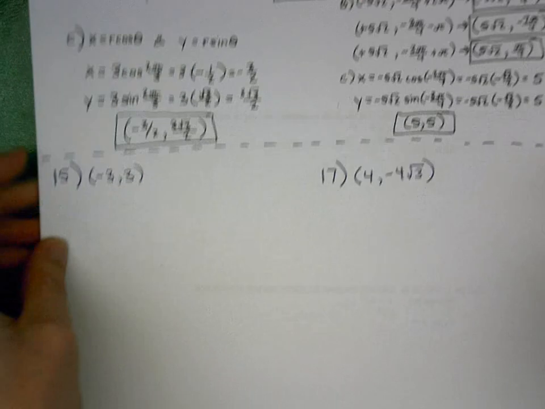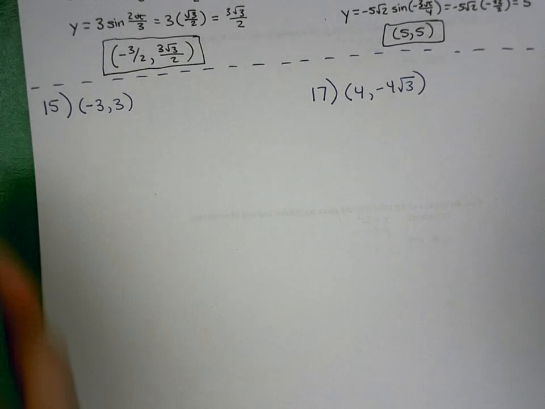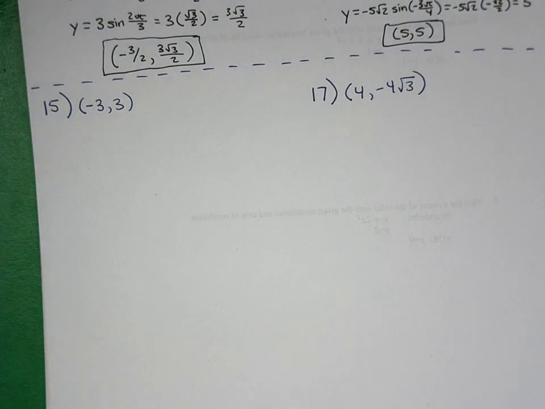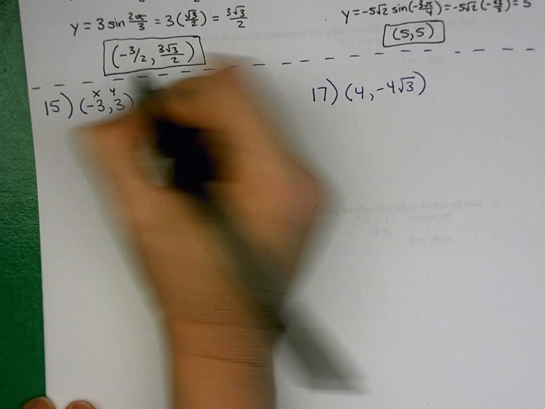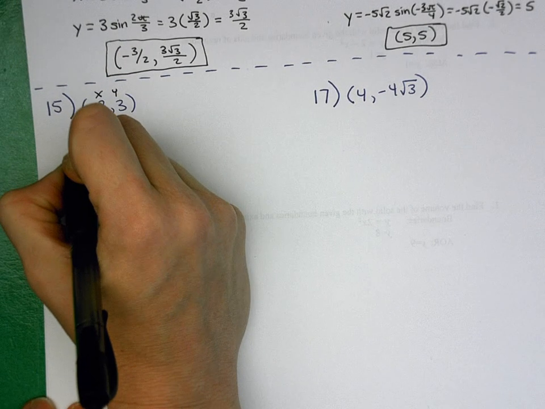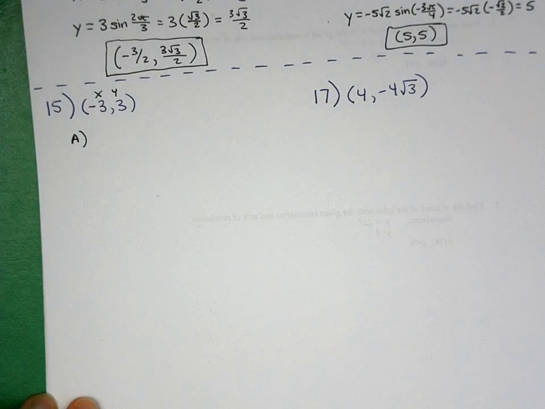Okay, numbers 15 and 17. So these ones are the second set of problems here, where we are again asked to do three things, but this time we're taking rectangular and going into polar. This one is an xy coordinate that we're going to be graphing. So part A, plot the point in the rectangular coordinate system.